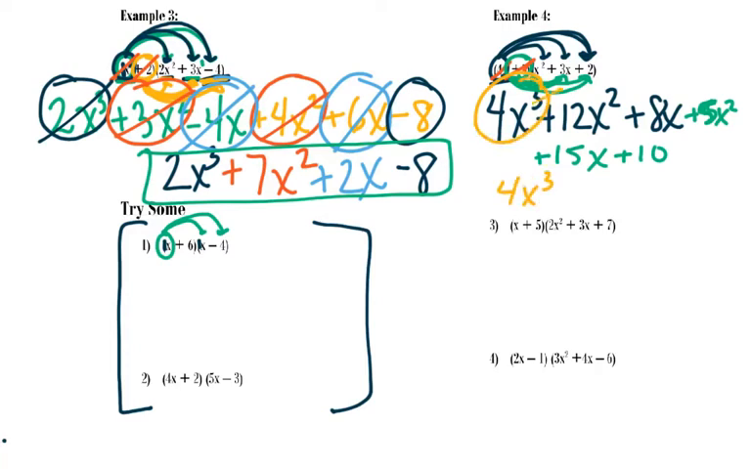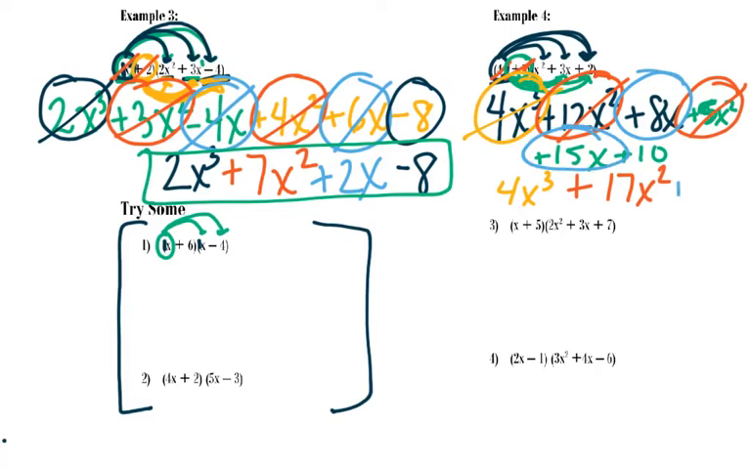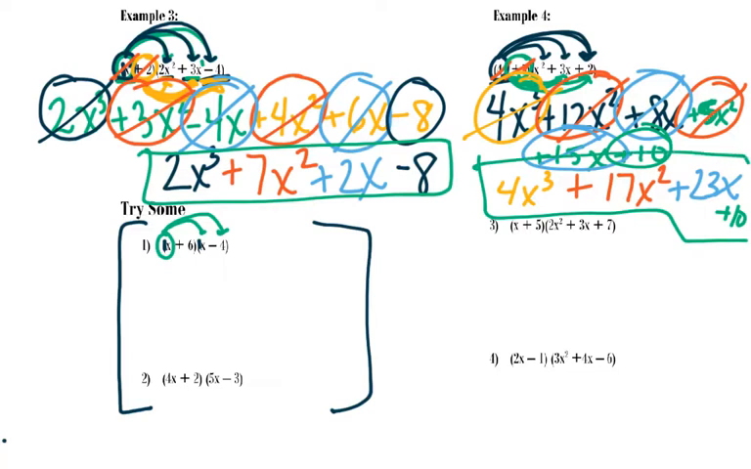4x cubed has no friends, so that's done. 12x squareds plus 5x squareds is 17x squareds. 8x's plus 15x's is 23x's. A positive 10 in the back just means we put a positive 10 in the back. Okay, same thing as before, but this time we're distributing to 3 terms instead of to 2. So now go ahead, try numbers 3 and 4.